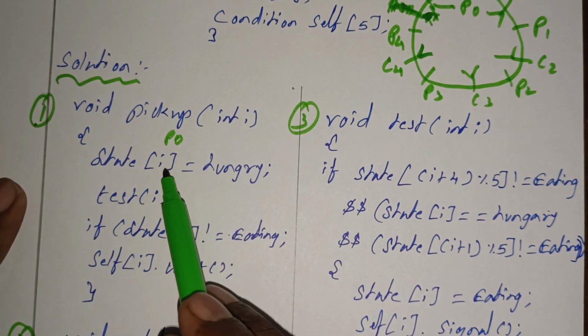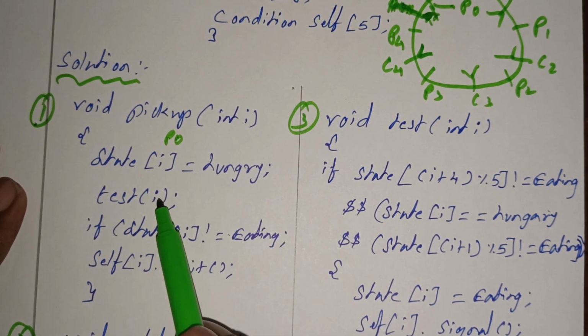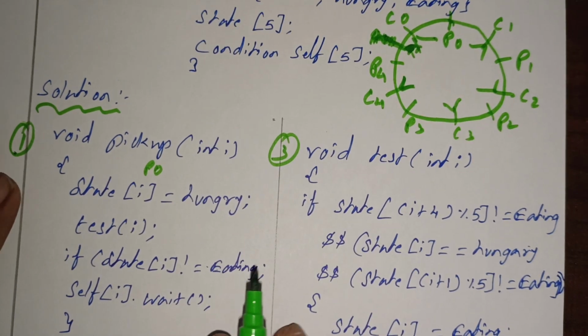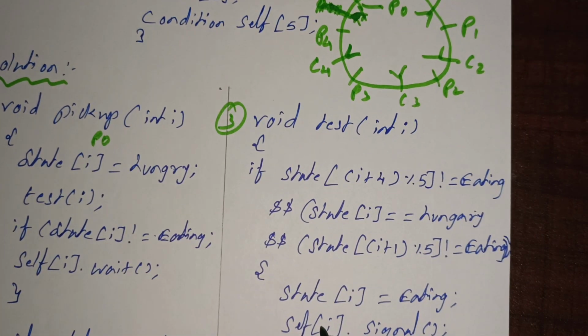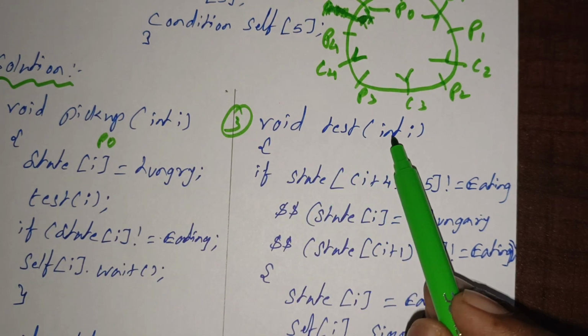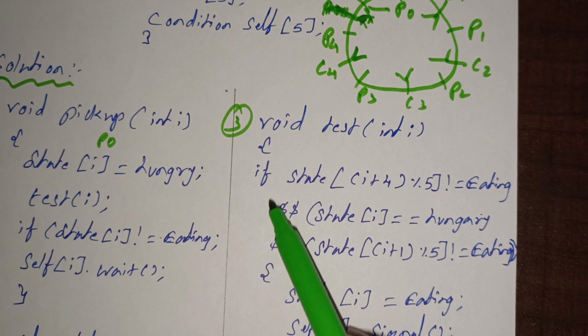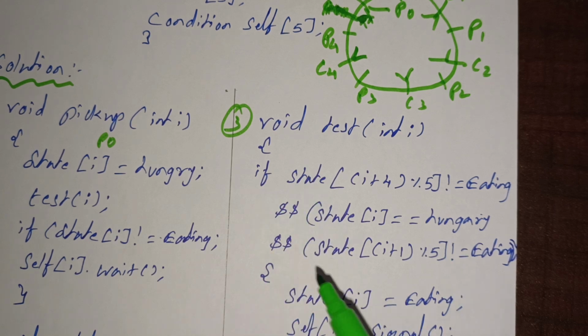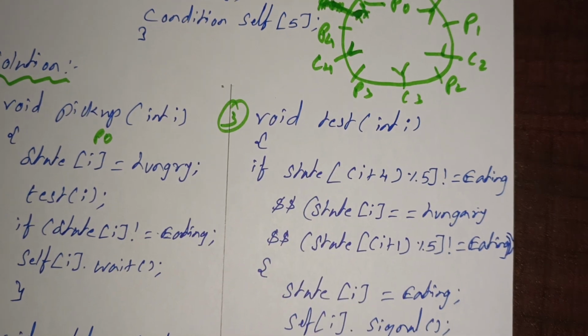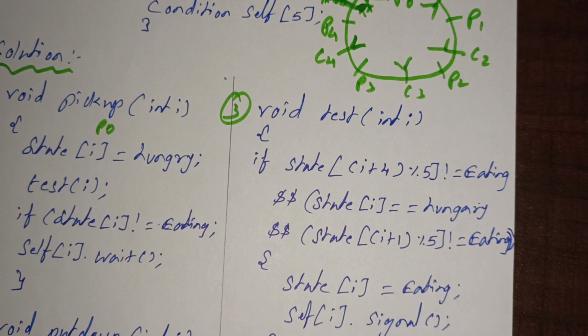So state of P0 is equal to hungry. Then test i. Now which two philosophers should not eat? Say for example, void test int i. I am going to check this integer value, that is argument i. If it is a long if, a double ampersand, that is a logical AND, has been used, the conditions have to be checked.